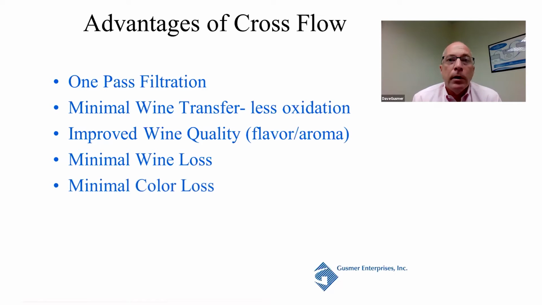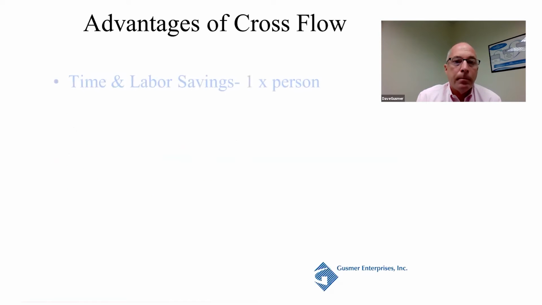Color losses are minimized. When you use filter sheets or DE, think of the color loss that you have. That cellulose is absorbing the color in your wine. You're not going to find that with Crossflow. We maintain your color in addition to the quality. Think of the time and the labor savings. Think of how long it takes for you to load a filter press. If you have a DE filter, you need somebody to be monitoring that filter through the course of the filtration. With Crossflow, you have one operator. He or she is hooking up a couple of hoses. You press a couple of buttons and you're good to go. Huge amount of savings in terms of labor.